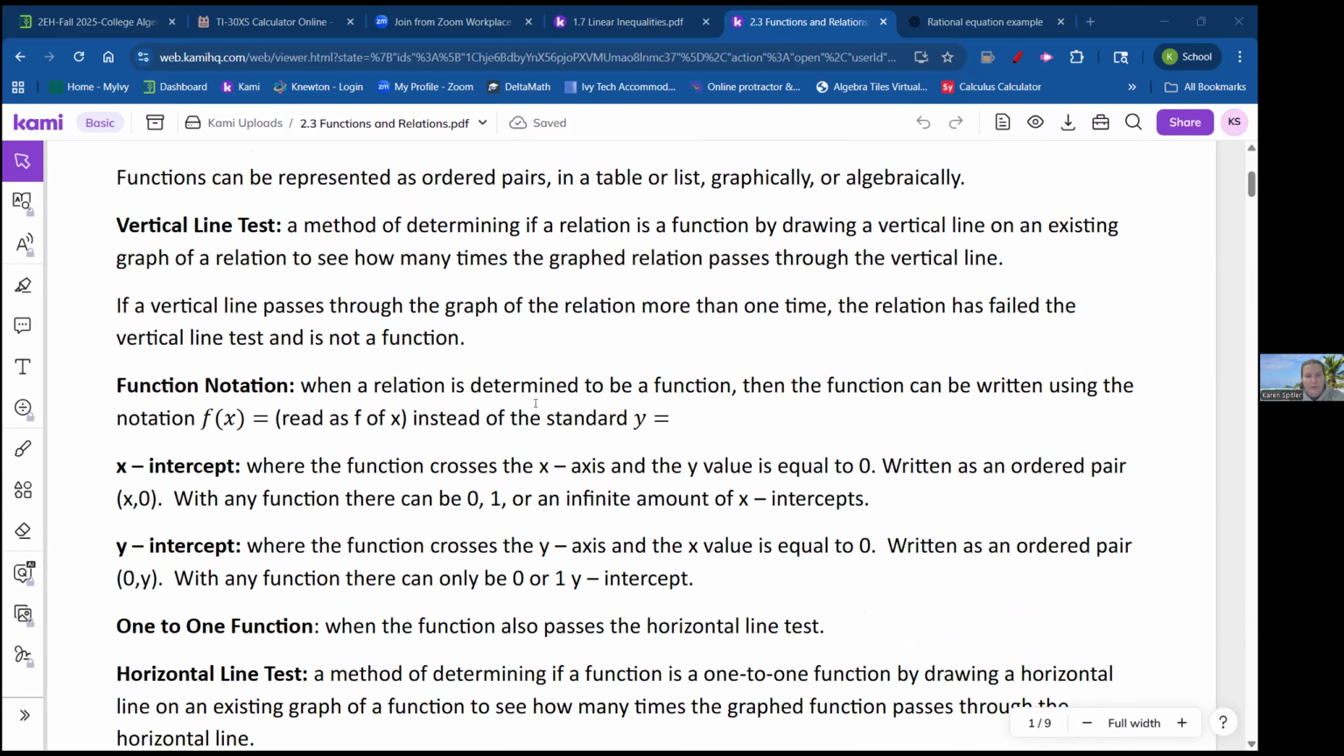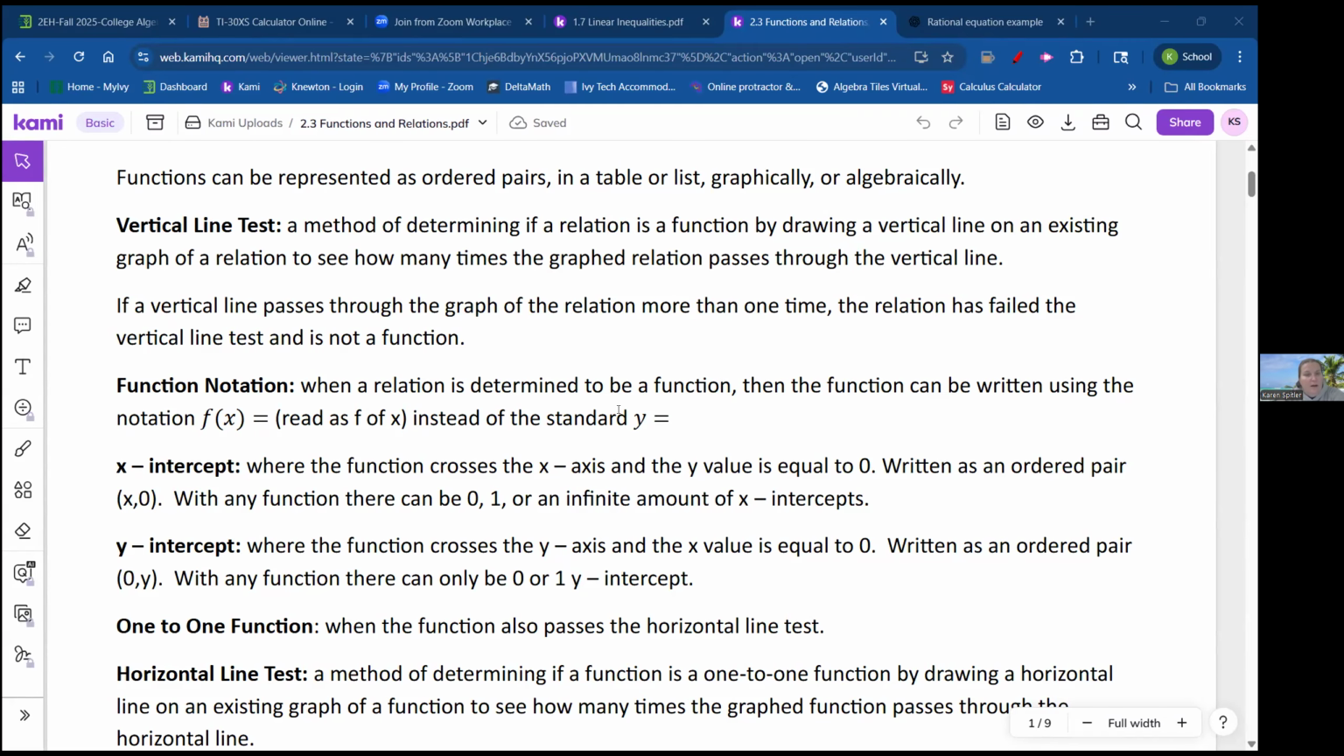Okay? You fail. You are not a function. When a relation is determined to be a function, then the function can be written using the notation f(x) equals, read as f of x, instead of the standard y equals. So f of x and y are interchangeable. f of x is y.